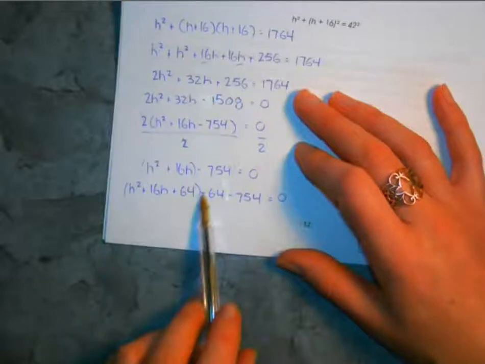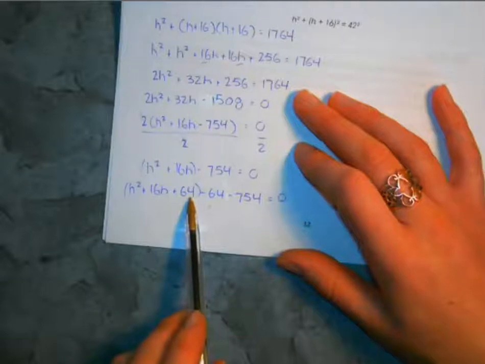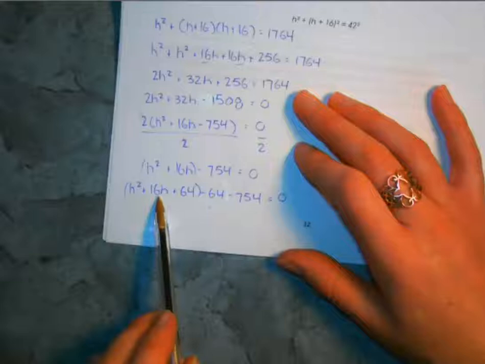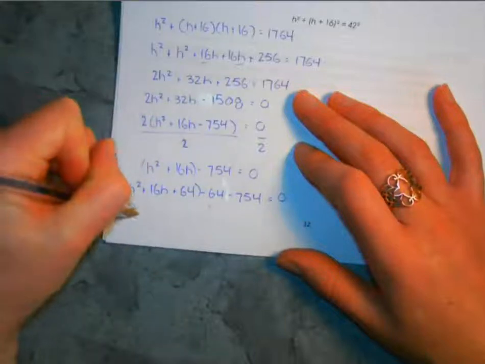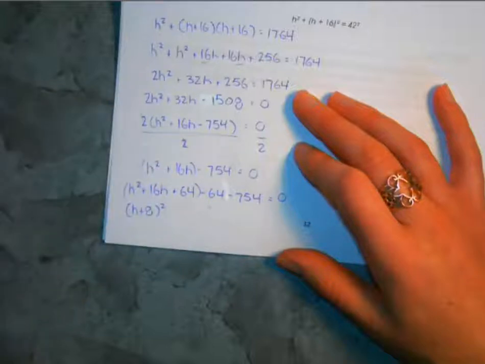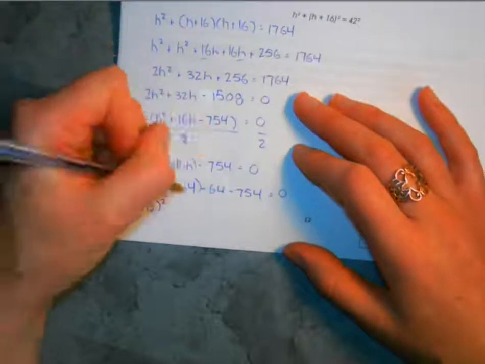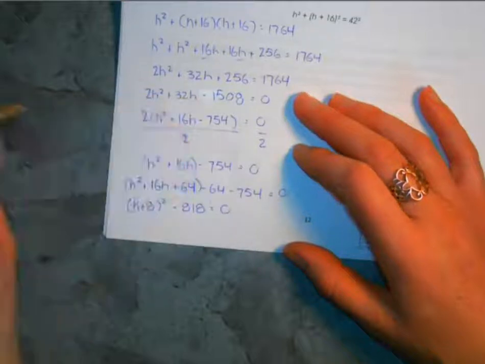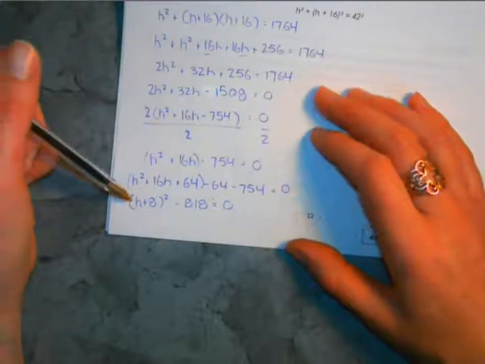So now what I want to do is make this into a binomial. So remember, I need to find the square root of 64, which is 8, and then I need to decide which kinds of 8s will add up to positive 16. Well, you would have to have 2 positive 8 values there to add to 16. So our binomial is going to be h plus 8, and because it's a perfect square, we can just write it like that. And then negative 64 minus 754 is going to be minus 818, and that's going to be set equal to 0.